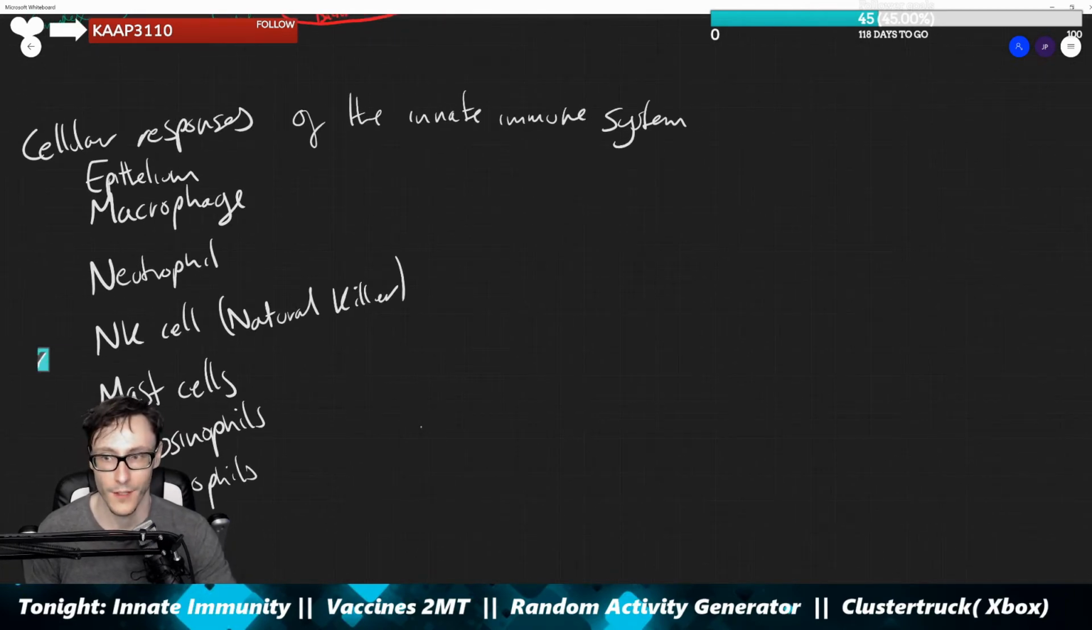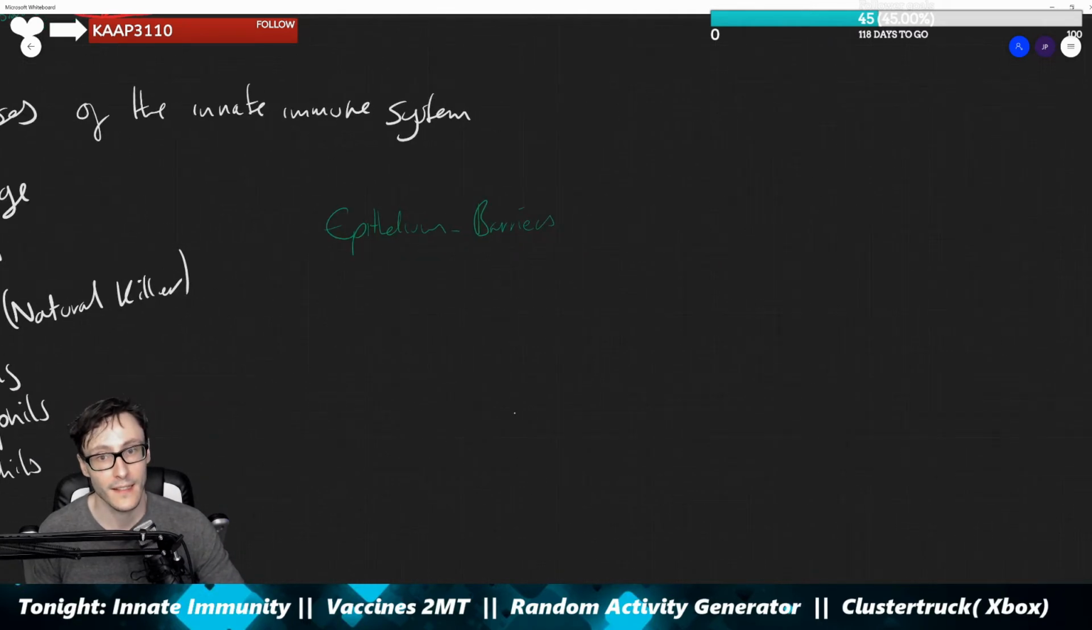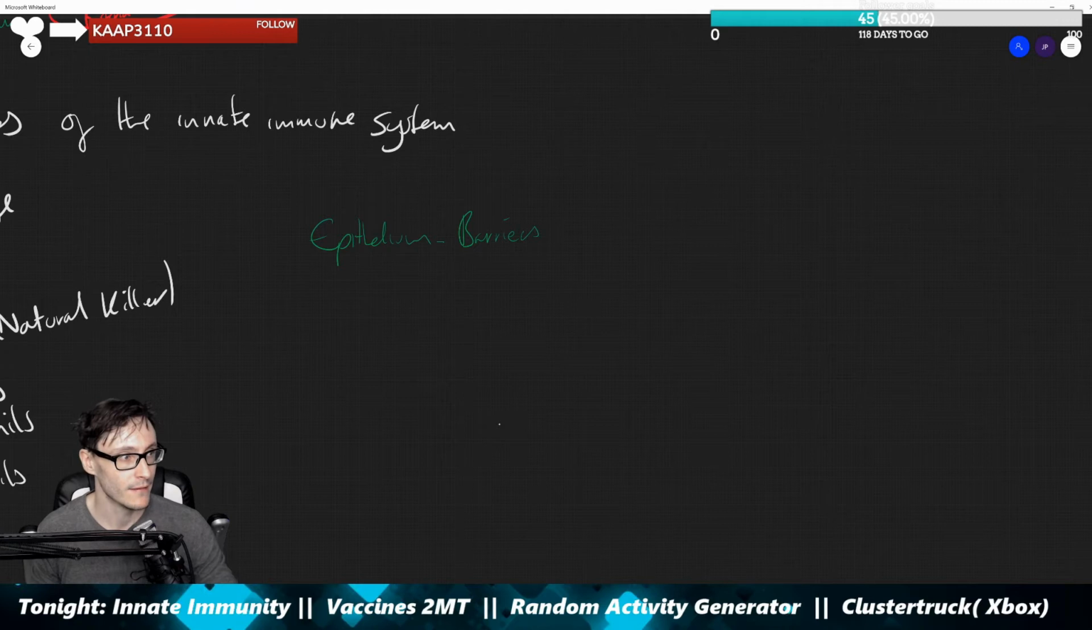Okay, let's start at the top. Let's start as if you were having an infection. So let's start with the epithelium, as opposed to the barrier function, which we've already talked about. So they are obviously barriers, but they're also able to sense bacteria, viruses, fungi, parasites.